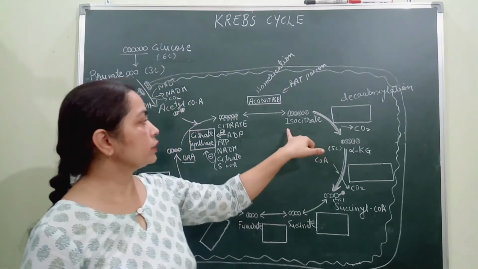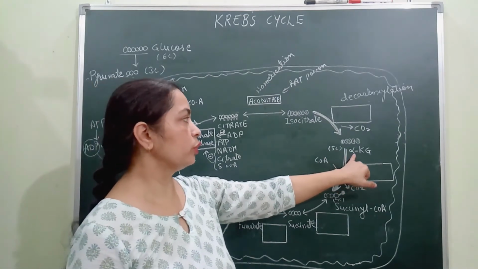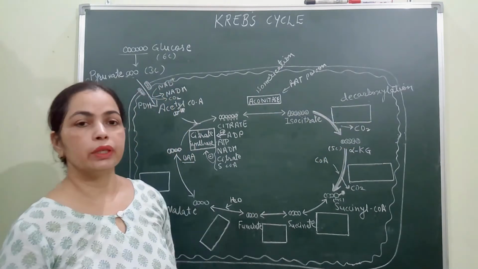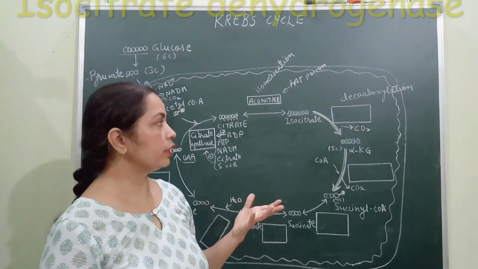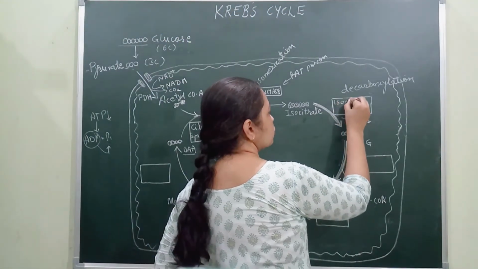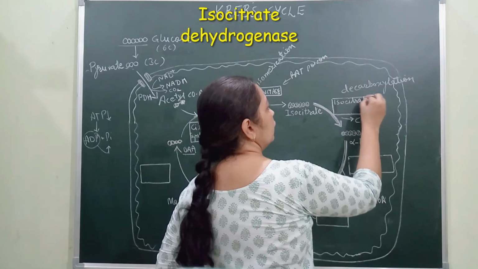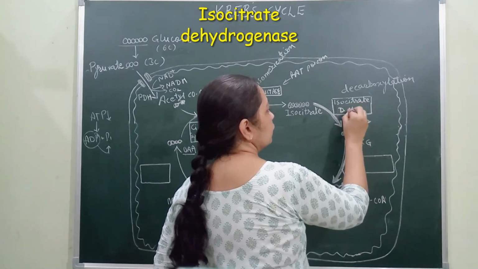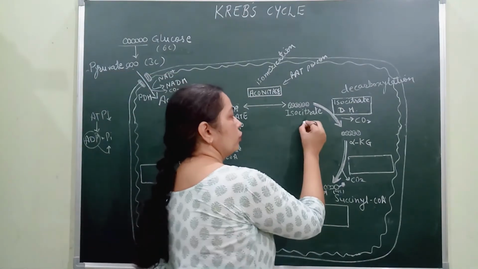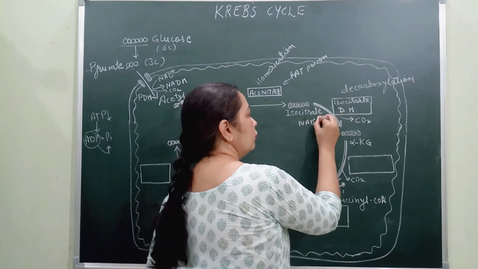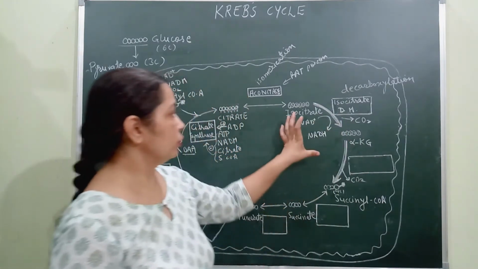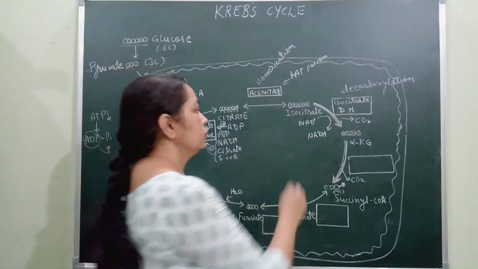Then the next step is conversion of isocitrate to alpha ketoglutarate through decarboxylation. There is removal of one CO2, and this step is catalyzed by the enzyme isocitrate dehydrogenase. Now remember one thing, when there is dehydrogenase, there is involvement of NAD plus, which gets converted into NADH. So in this step, one NADH is generated.